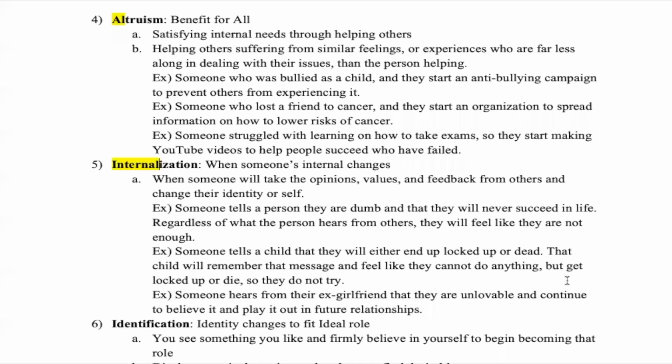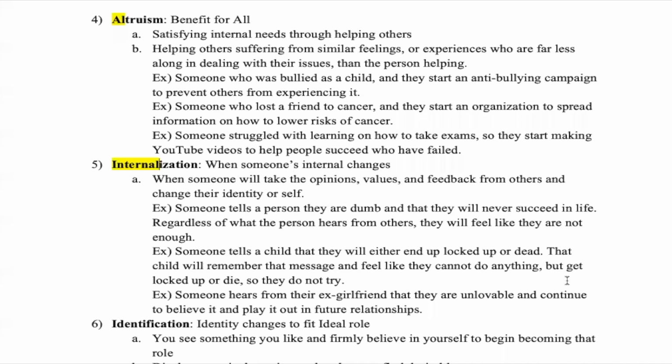Another example, someone tells a child that they will either end up locked up or dead. That child will remember that message and feel like they cannot do anything but get locked up or die, so they do not try to strive to become the best possible version of themselves.